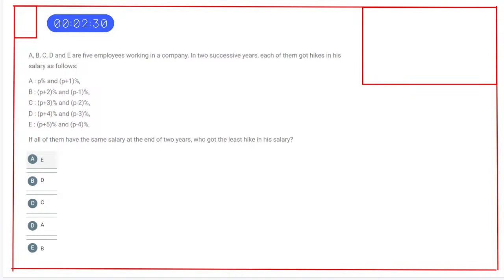This question is based on XAT 2019 PYQ. So without wasting any time, let's just start with this particular question. This type of question you can try to solve in 2.5 minutes, and your time starts now.